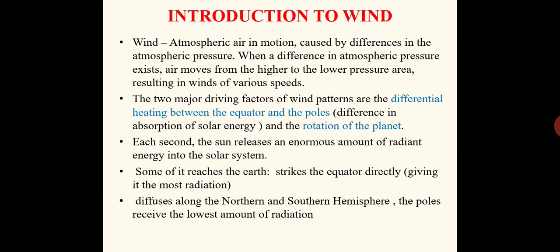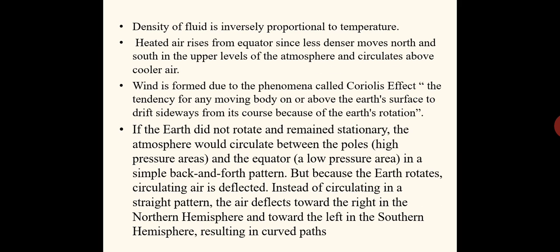Along the northern and southern hemispheres, the poles receive the lowest amount of radiation. So the highest amount of radiation is received at the equator, and the lowest amount is received at both the poles, the north pole as well as the south pole. Moving away from the equator means the radiation availability will be less. Where we have more solar radiation, of course the temperature is expected to be high, and where we have the lowest solar radiation, there we will have the lowest temperature.